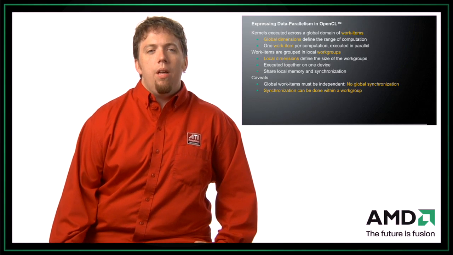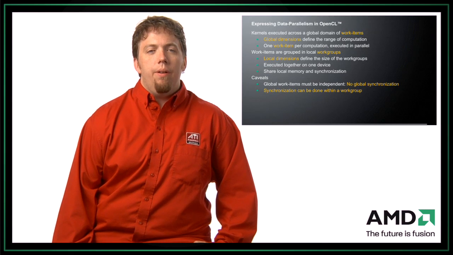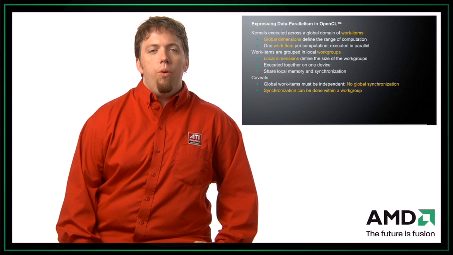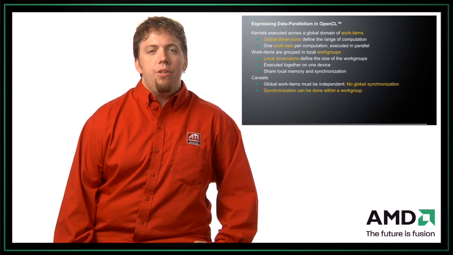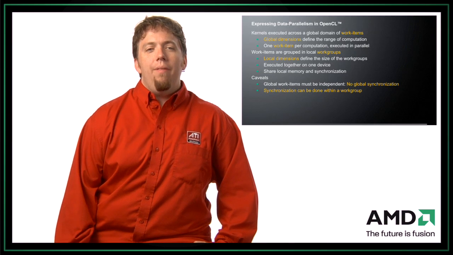Because the whole point of OpenCL is to let us use highly parallel devices to accelerate computation. So when we group our domain into work groups, we know that those work groups will be executed together and they can share resources and collaborate together. There are some caveats though.